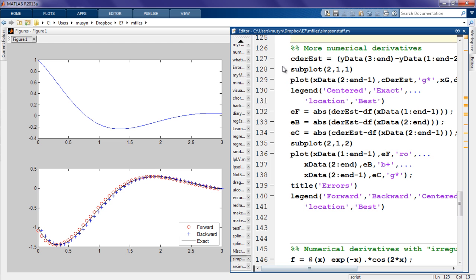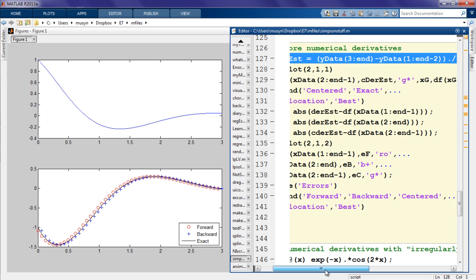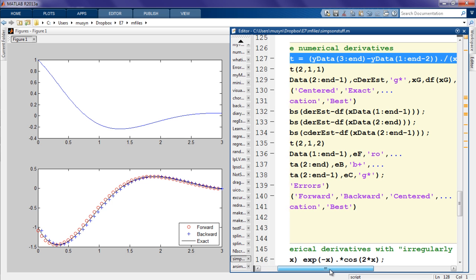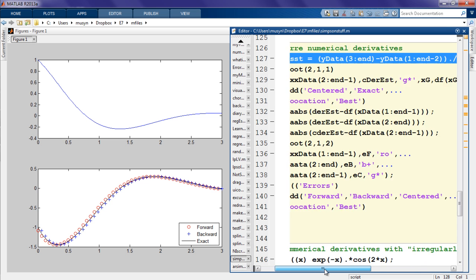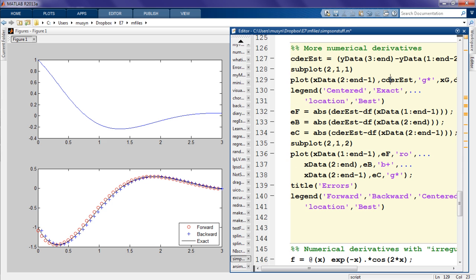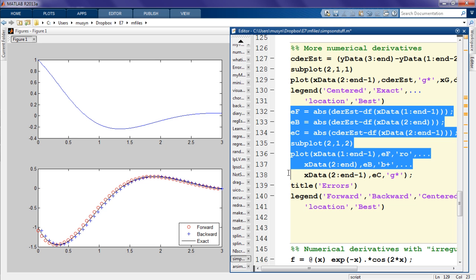There's the expression right here, which involves y starting at point 3 to the end minus y starting at point 1 to the n minus 2, and a similar thing for x. So check that out. We'll just plot the center derivative estimate and the exact derivative. And then below, we'll compute the errors of each one. The errors of the forward, taking the derivative estimate minus the exact derivative, the errors of the backward, taking the estimate minus the actual, and the errors of the centered estimate. We'll plot those in absolute value with red circles, blue pluses, and green stars.